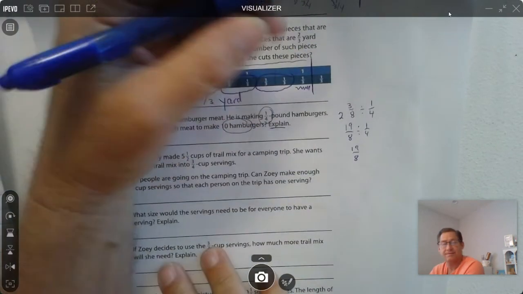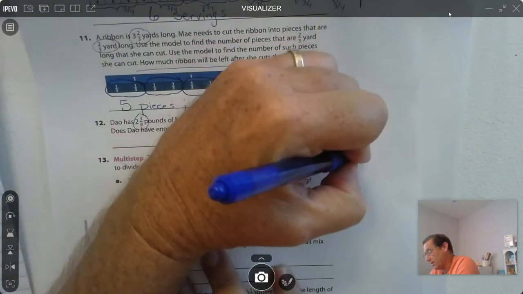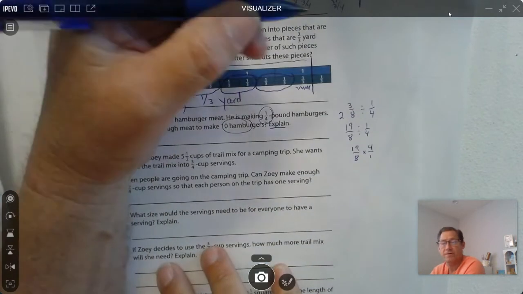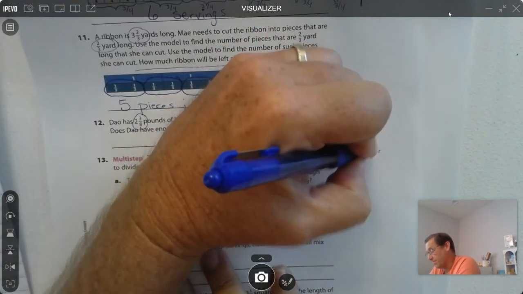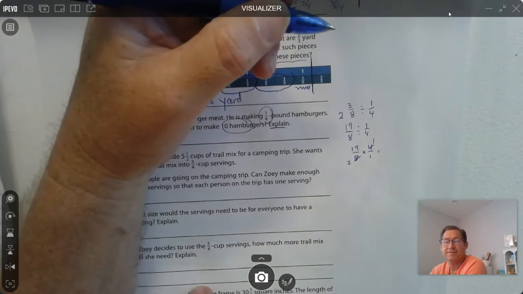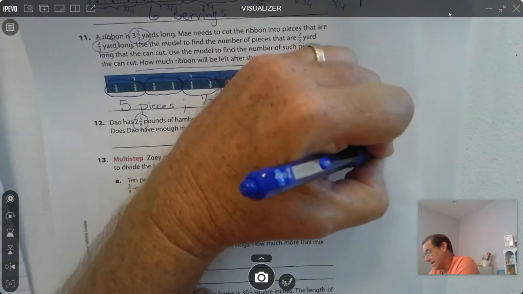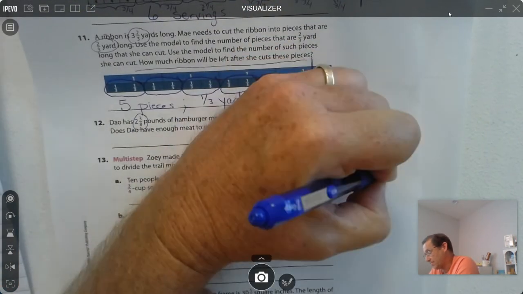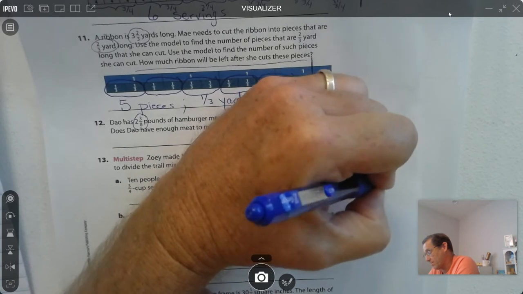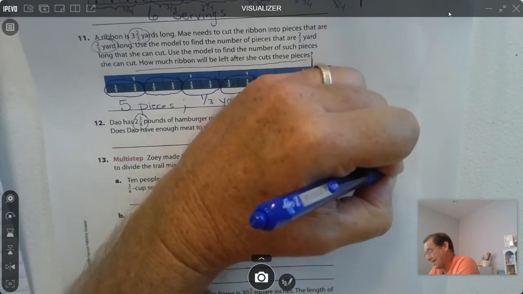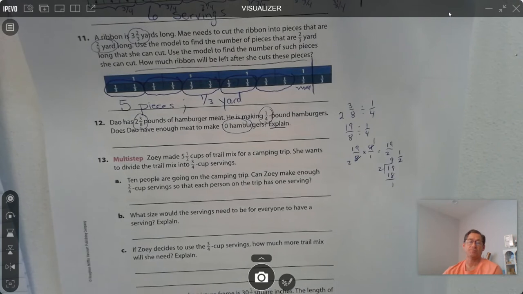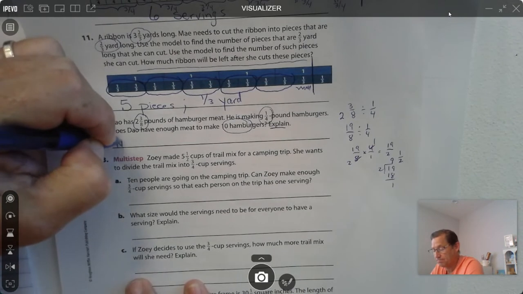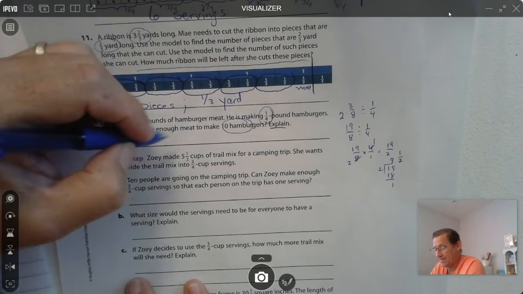That's the same as taking 19/8 and multiplying by the reciprocal of 1/4. 4 is a common factor for 4 and 8, divided by 4. So 19 divided by 2. We'd wind up with 9.5 hamburgers. No, he doesn't have enough to make 10.